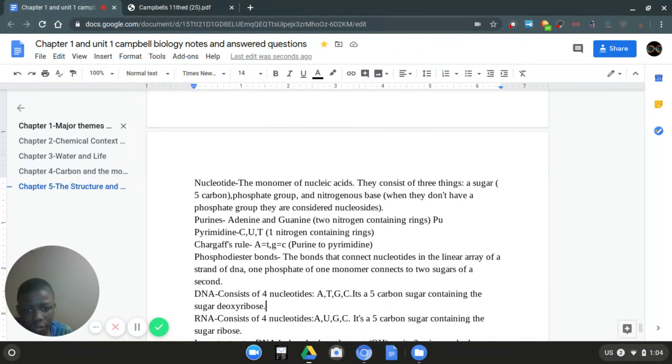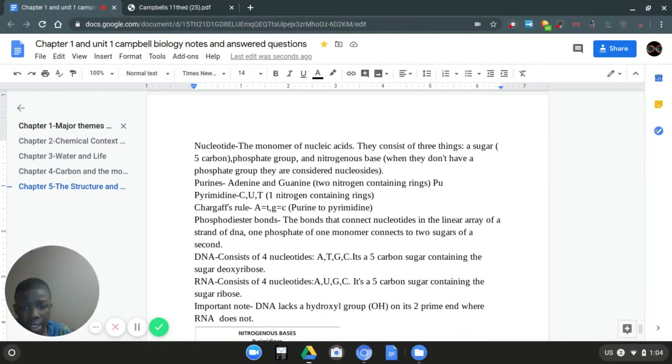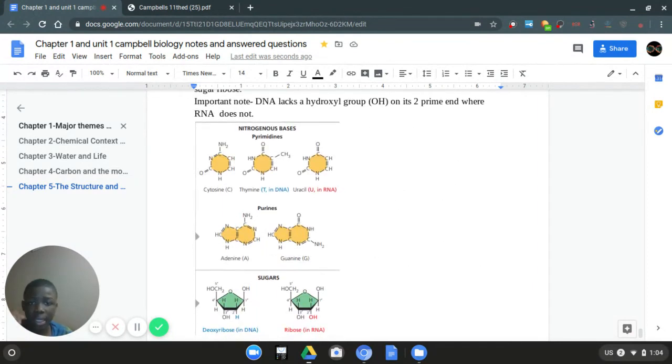Now, DNA consists of 4 nucleotides: adenine, thymine, guanine, and cytosine, and it has a 5-carbon sugar, deoxyribose. For RNA, it's uracil instead of thymine, and it also has a 5-carbon sugar. The important note is that DNA lacks a hydroxyl group on its 2' carbon, and RNA does not lack this hydroxyl group. I do recommend not memorizing these now. Memorize them when you get to the genetics chapter.